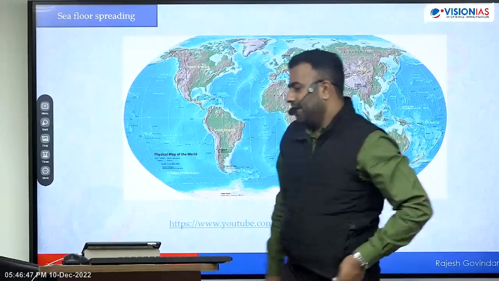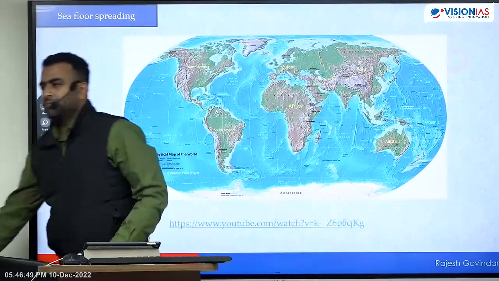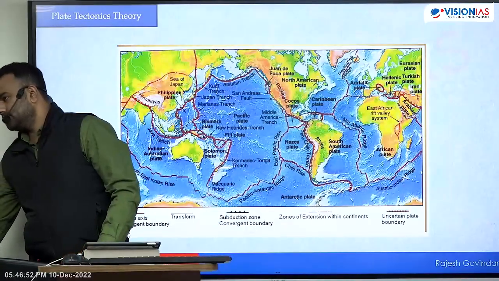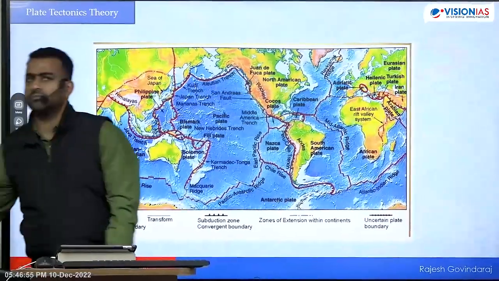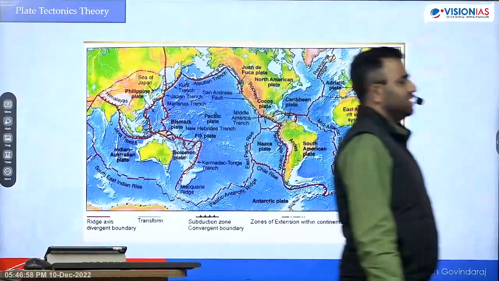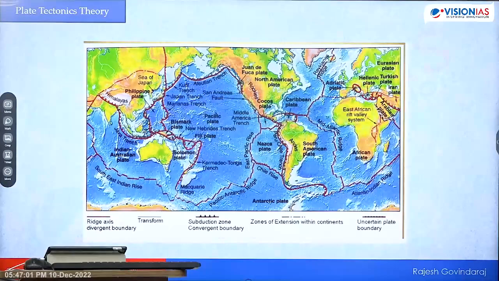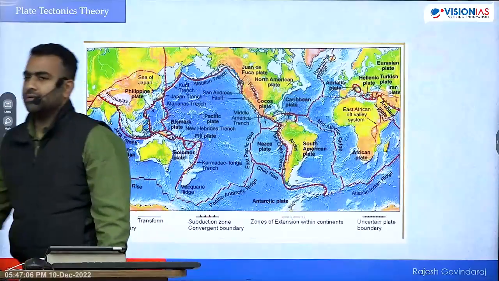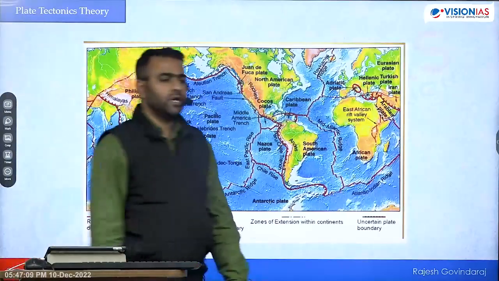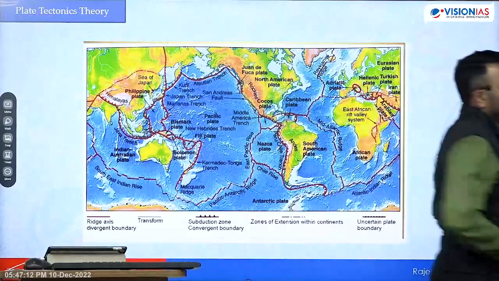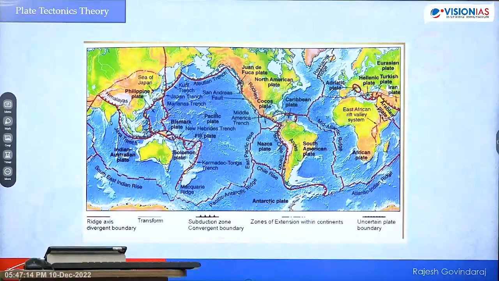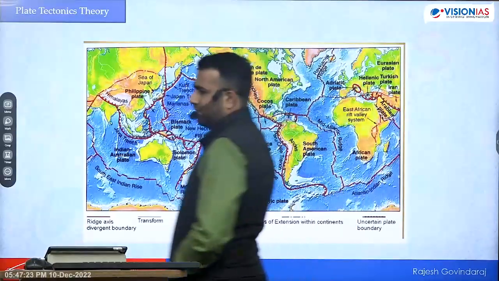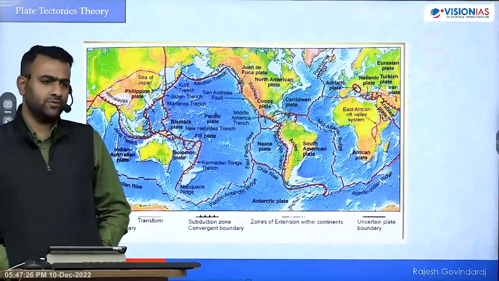So next one, plate tectonics theory. It is too slow to affect the sea level. So what is the rate of movement of this oceanic floor? I told you oceanic floor is continuously moving, right? So what is the rate of movement? 6 to 15 centimeter per year. It is considered to be very, very slow to cause the rise or fall in the sea level. It will not cause rise or fall in the sea level.